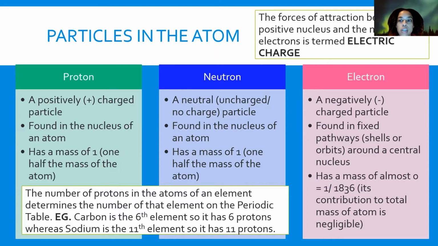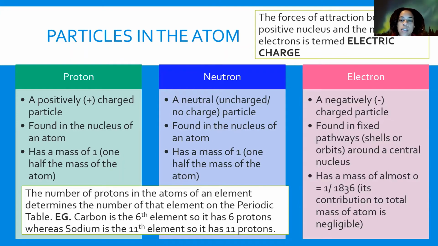An electron is a negatively charged particle, and it's found in fixed pathways that we refer to as shells or orbits around a central nucleus. An electron has a mass of almost 0, 1/1836. So its contribution to the total mass of the atom is negligible, meaning that it doesn't contribute much, if any. That's why we say that the mass is 0.